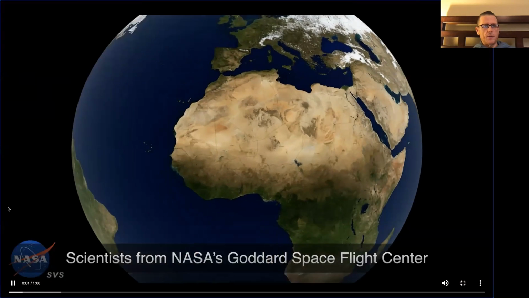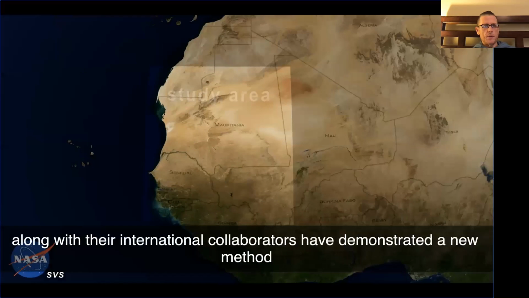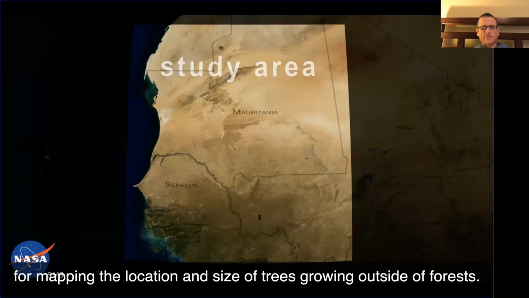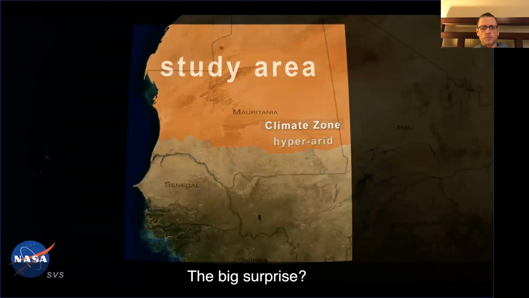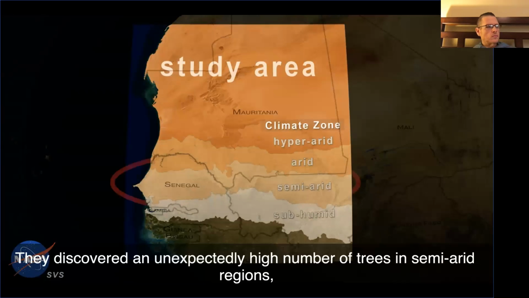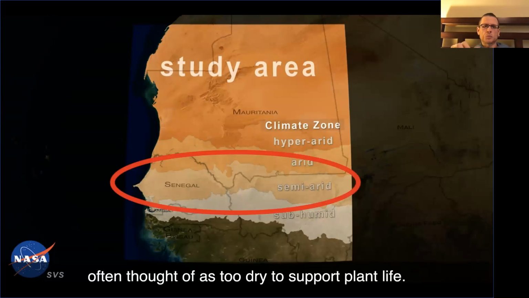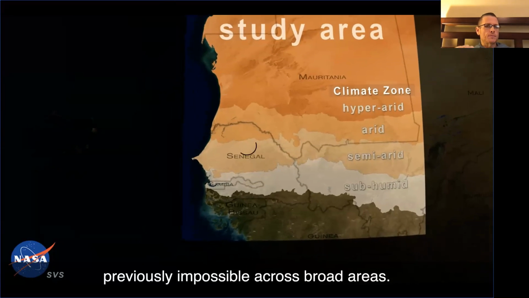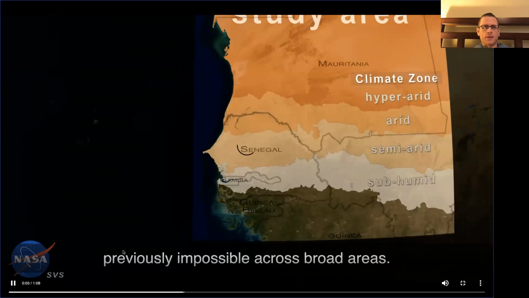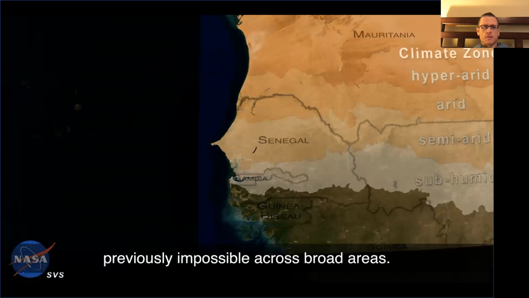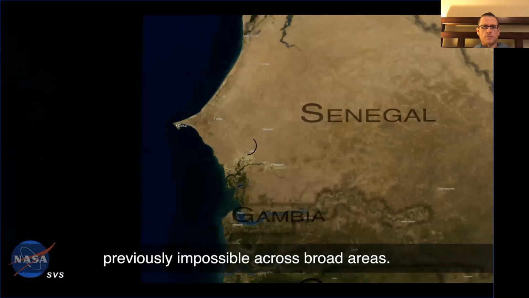Scientists from NASA's Goddard Space Flight Center, along with their international collaborators, have demonstrated a new method for mapping the location and size of trees growing outside of forests. The big surprise? They discovered an unexpectedly high number of trees in semi-arid regions, often thought of as too dry to support plant life. Mapping non-forest trees with this level of precision was previously impossible across borders.